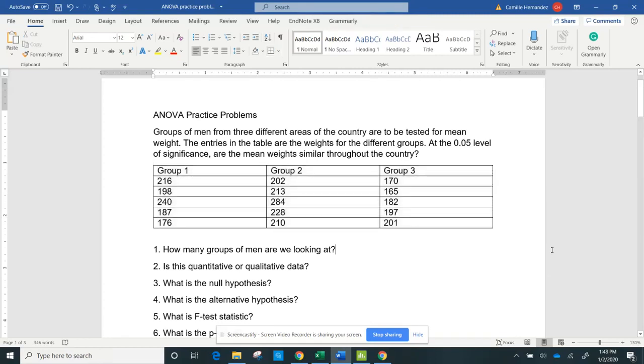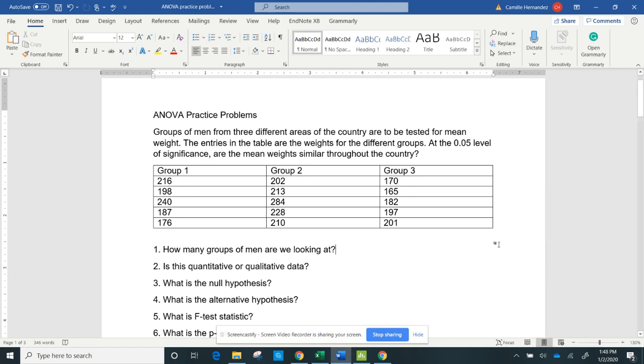So let's do another ANOVA problem, of course, a one-way ANOVA. Groups of men from 3 different areas of the country are being tested for their mean weight. The entries in this table are the weights from the different groups. At the 0.5% level of significance, are the mean weights similar throughout the country?